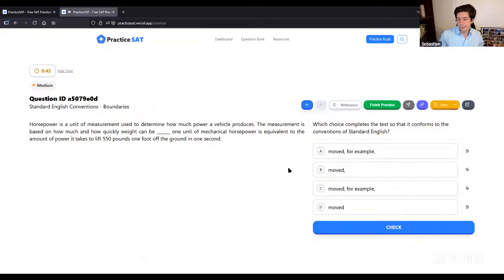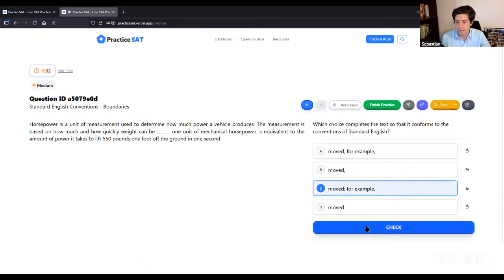So I'm thinking about the semicolon. Semicolons are used when you have two independent clauses. So in the first part, the measurement is based. That can create an independent clause. Horsepower is equivalent to the amount. So they're both independent clauses. Those are separated by either semicolons, colons, periods, or commas and fanboys. So it should be C.